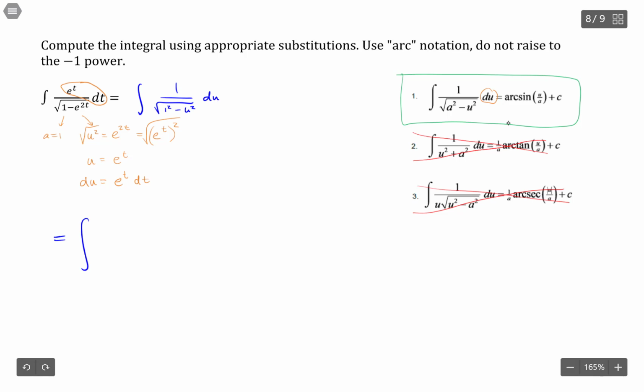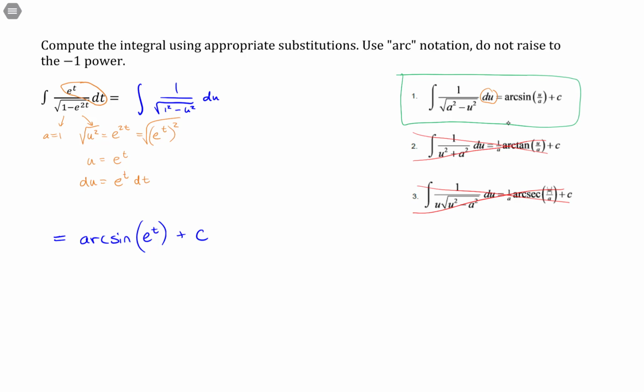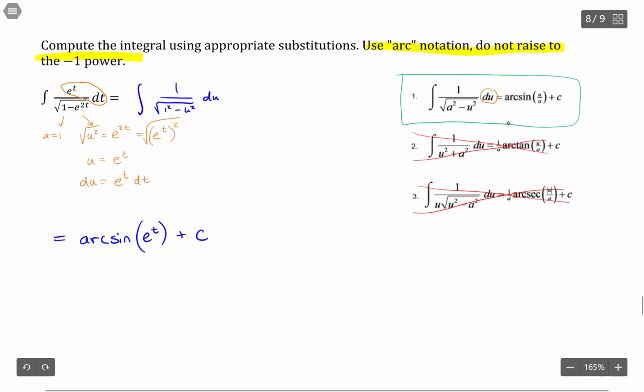So our integral then becomes arcsine of u over a. u is e to the t, a is 1, so it's just arcsine of e to the t, plus c. Now, last thing is when you answer, it does say to use arc notation and not raise to the negative 1 power. However, that's an antiquated thing. You can actually put your answer in as sine raised to the negative 1 of e raised to the t. That's fine. You'll get the correct answer.